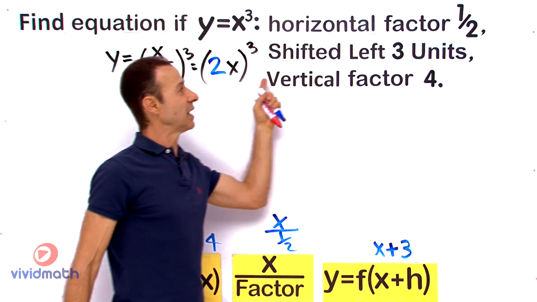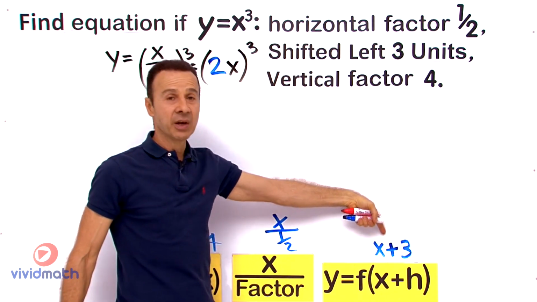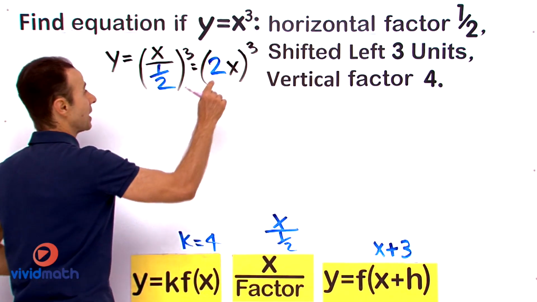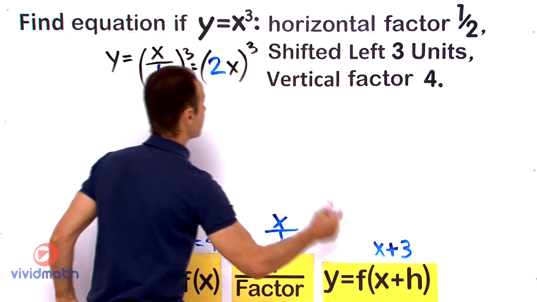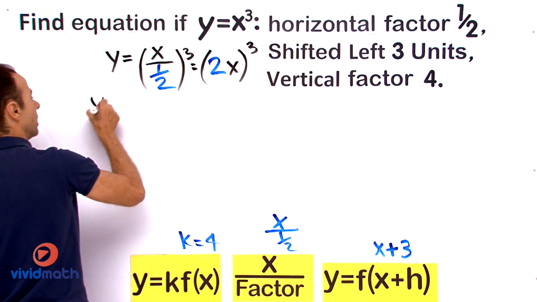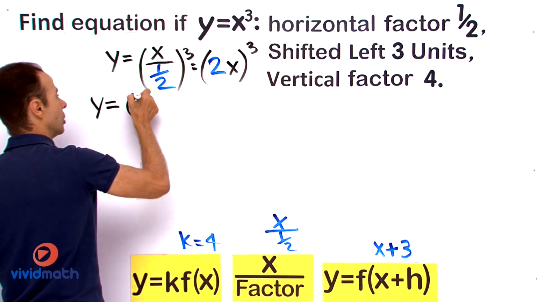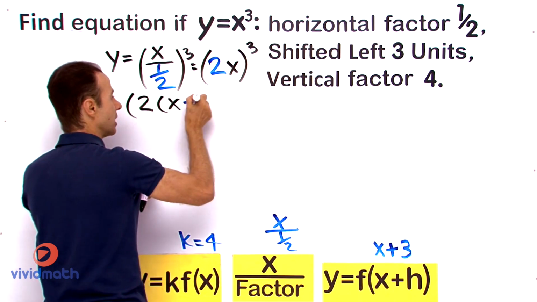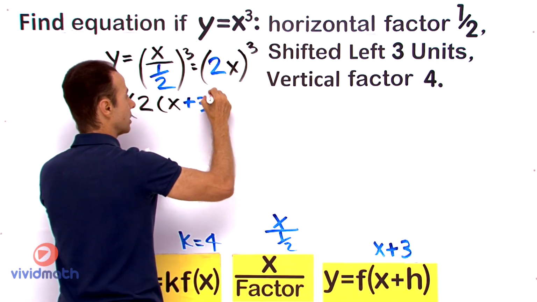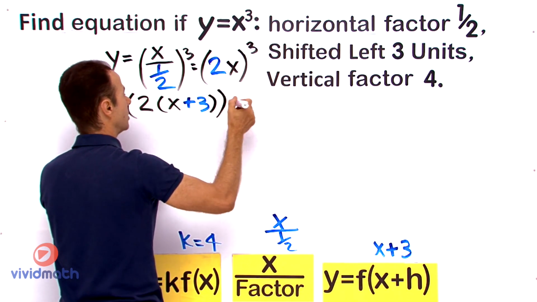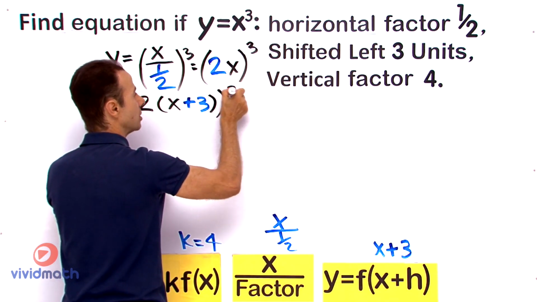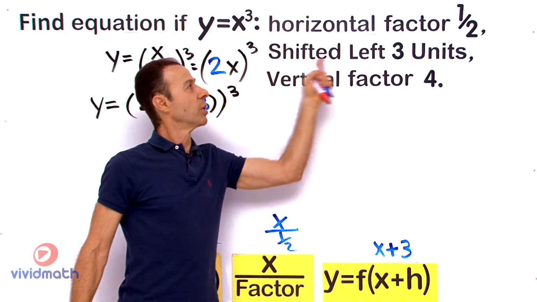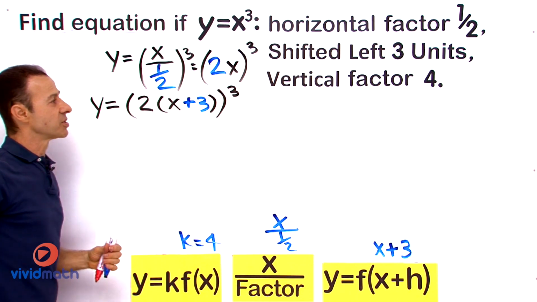Next thing, we're going to shift left 3 units. We're going to apply this. It'll be x plus 3 for left, x plus 3. So I'm going to replace that x with x plus 3. So that means it's going to be y is equal to bracket 2 and then x plus 3, close bracket, all cubed, like that. So there we've just applied the second one right here. It's translated 3 units to the left.